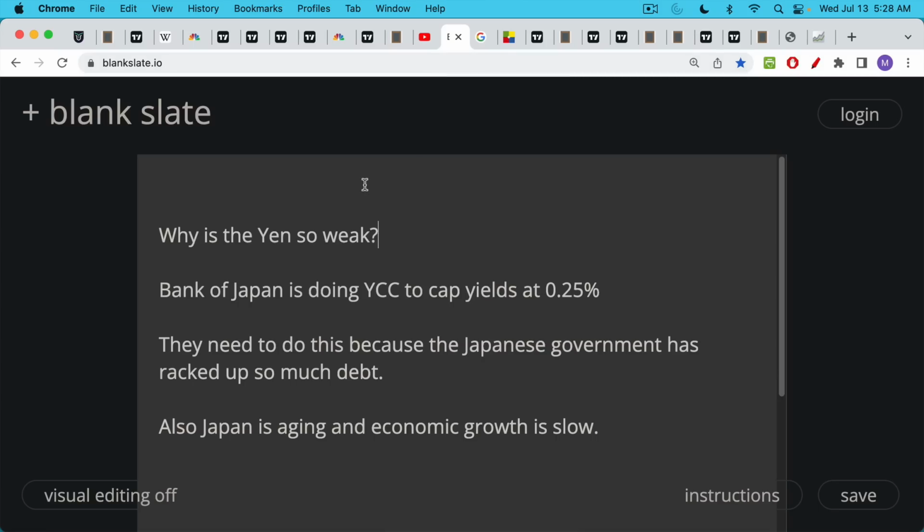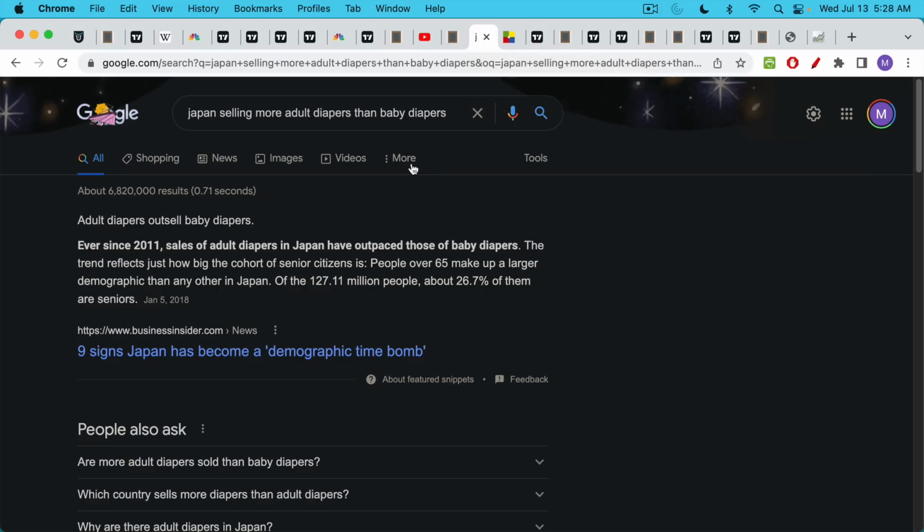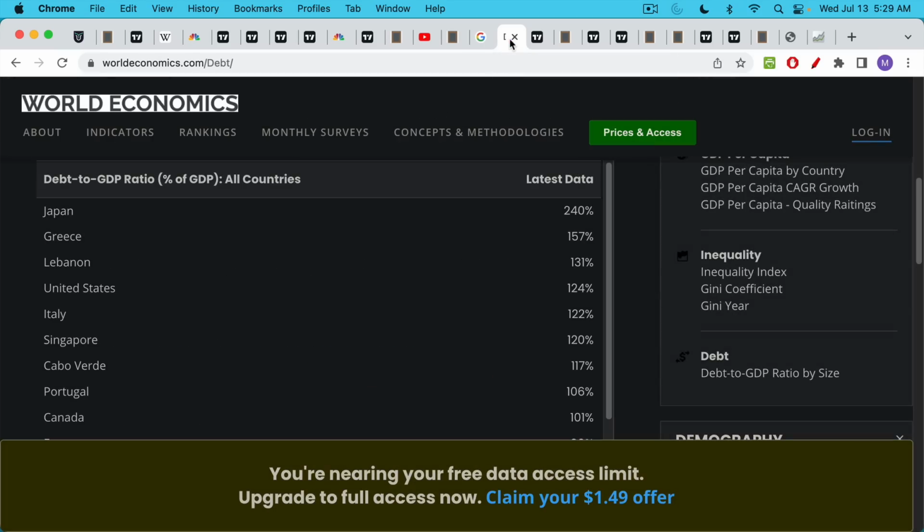In addition, Japan has aging demographics, has had very slow economic growth as well. Here's a statistic that people like to use to talk about Japan. Since 2011, sales of adult diapers in Japan have outpaced those of baby diapers. This is one graphic way of making the demographic point that Japan has a very, very low birth rate, and this has implications for the economy.